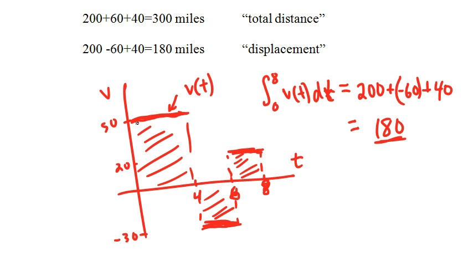The integral of the velocity function from some a to b, in this case from 0 to 8, gives you the net signed area between the graph of v and the t-axis, but the net signed area gives you the displacement. It doesn't give you the total distance traveled, it gives you the distance from where you started to where you finished.